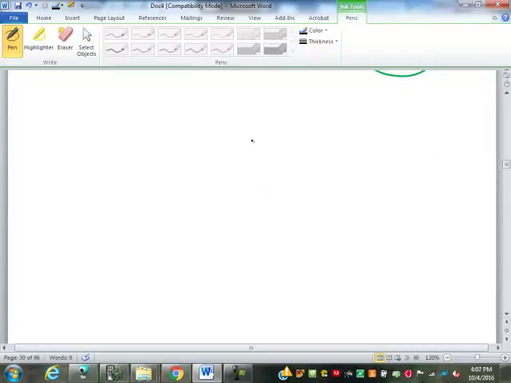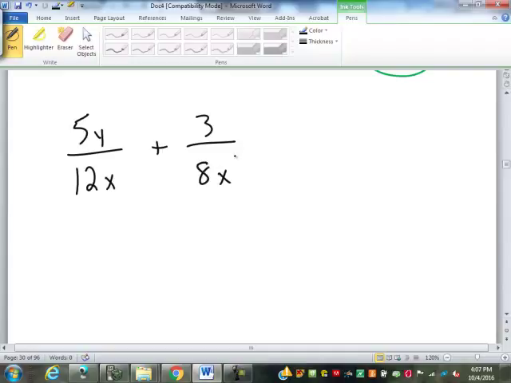So let's see here. So 5y over 12x plus 3 over 8x to the third.